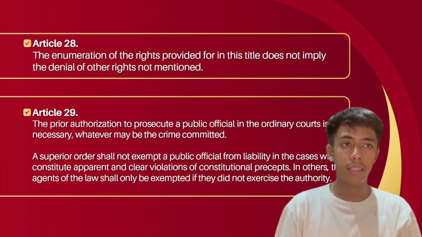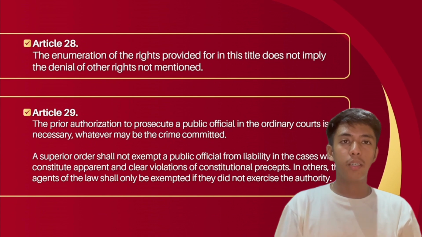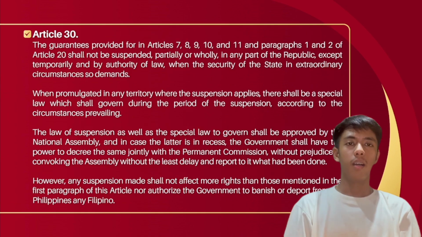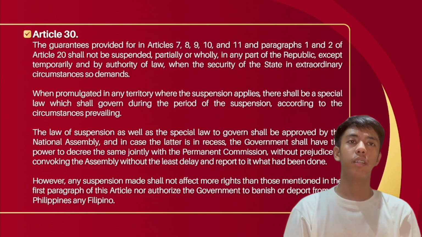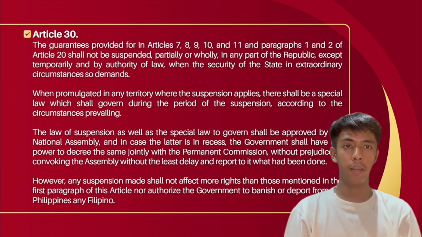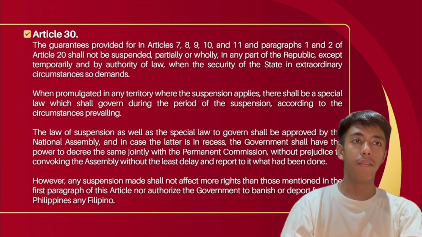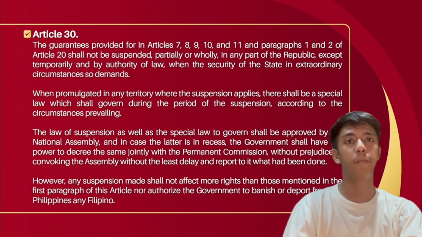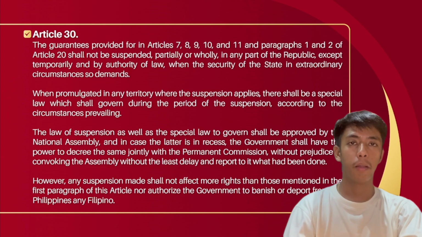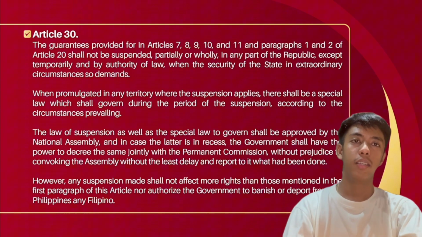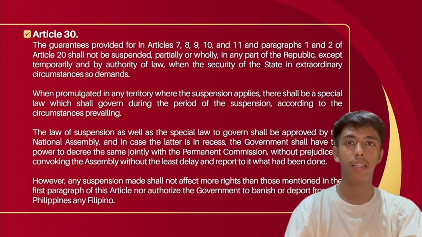Article 29 guarantees that public officials can be prosecuted without any additional permissions, reinforcing accountability and legal oversight. Article 30 allows for the temporary suspension of specific rights for state security under extraordinary circumstances. A special law governs during the suspension, and both the suspension and special law require National Assembly approval. If the Assembly is not in session, the government can act with the Permanent Commission but must call the Assembly back promptly. Suspensions cannot exceed the specific rights and do not permit the banishment or deportation of Filipinos.